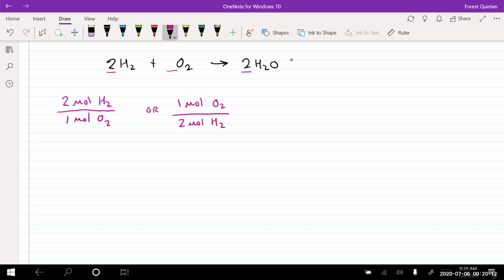Looking at that equation, again, we can look at it in terms of hydrogen to water, and you would see that you have 2 moles of hydrogen per every 2 moles of water, or vice versa, 2 moles of water for every 2 moles of hydrogen.